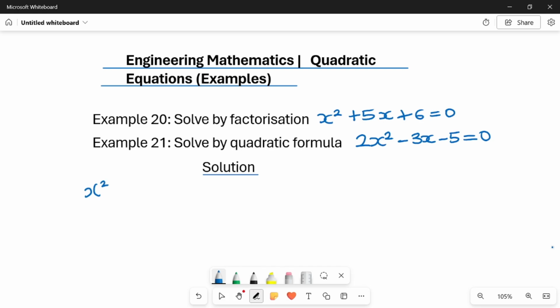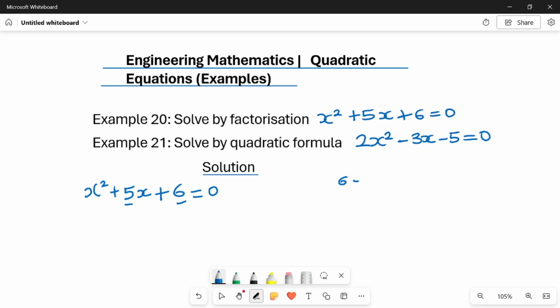x squared plus 5x plus 6 is equals to what? 0. So first of all, we have to find two numbers, or let's say two factors, that when you multiply them, you get 6, and when you add them, you get the coefficient of what? x.